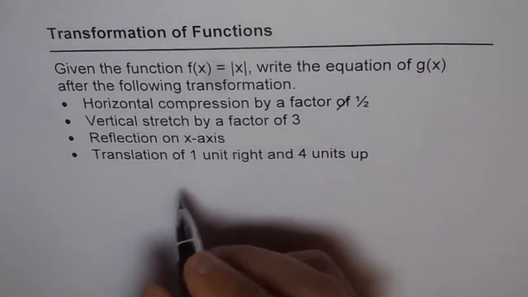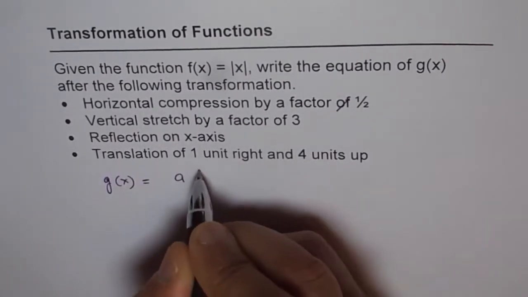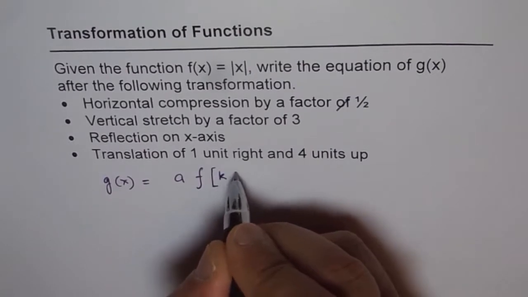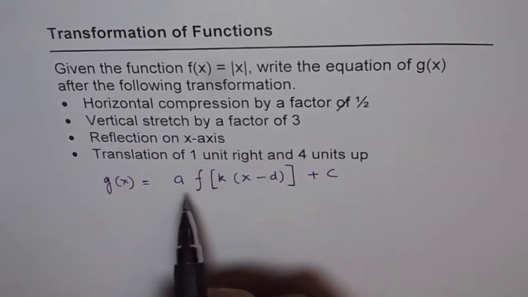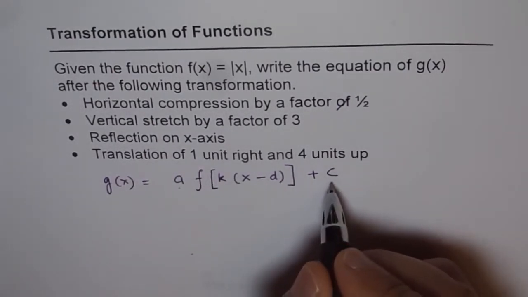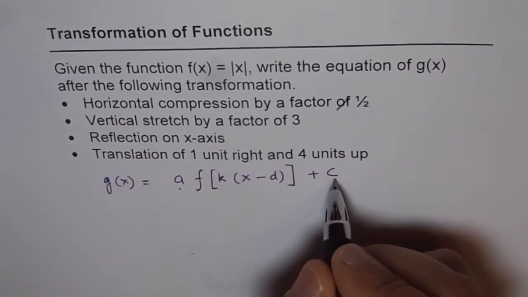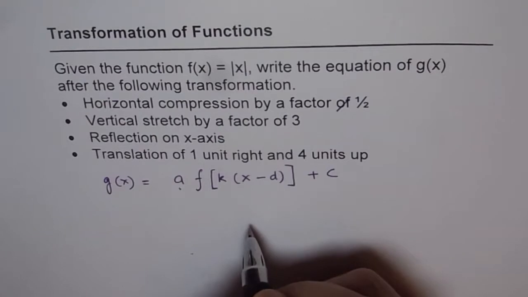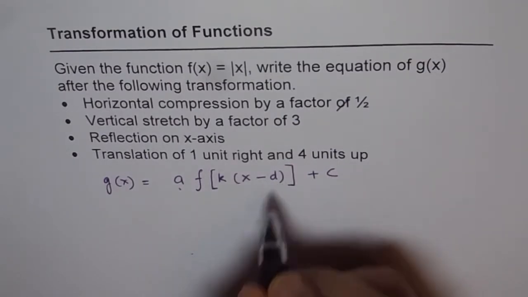So in general, a transformed function g of x can be written as a times f of absolute, the function itself, which is k times x minus d, plus c. As you know, outside values are for vertical. This is vertical stretch or compression, even reflection if it is negative, and c is vertical translation. Inside values are horizontal. So this reflects, stretches and compresses horizontally, and d is movement left or right.